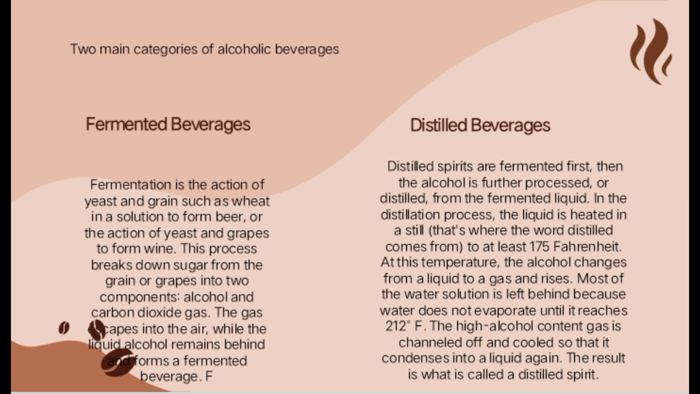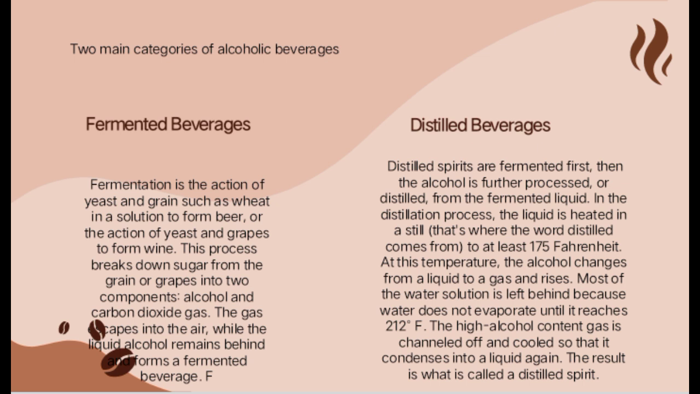This process breaks down sugar from the grain or grapes into two components: alcohol and carbon dioxide gas. The amount of alcohol left behind depends on the amount of sugar in the grains. Grains with greater sugar content produce a liquid with a higher percentage of alcohol. The fermentation process produces wine and beer containing varied amounts of alcohol. In a standard beer, alcohol content ranges from 4 to 6%, though some specialty imports range as high as 12 or 14%. Wines normally range from 12 to 21%.